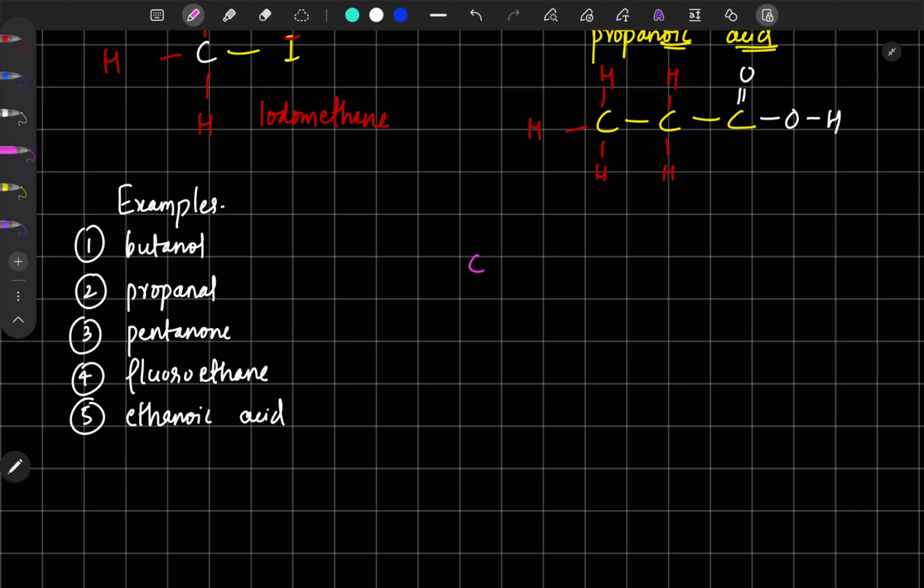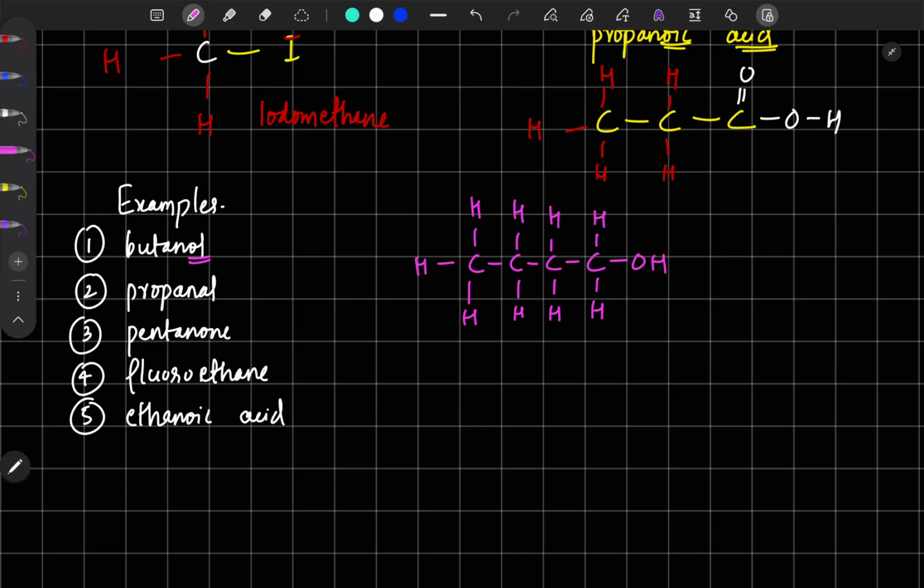Butanol. But means there are 4 carbon atoms. Ol means my compound is having the alcohol functional group. Now attach hydrogens to fill the remaining valency. So I'll attach hydrogens.